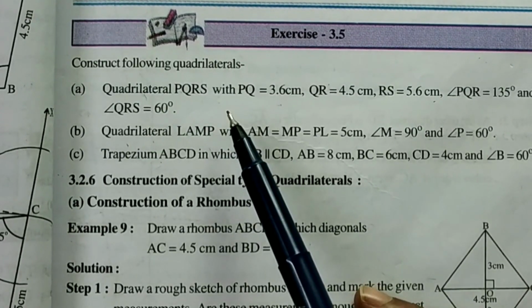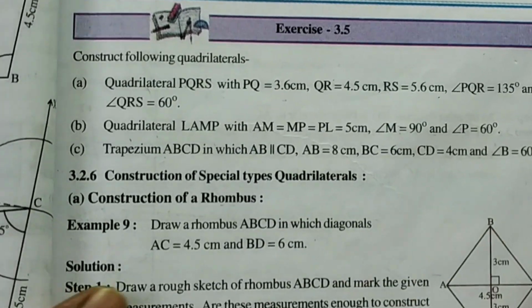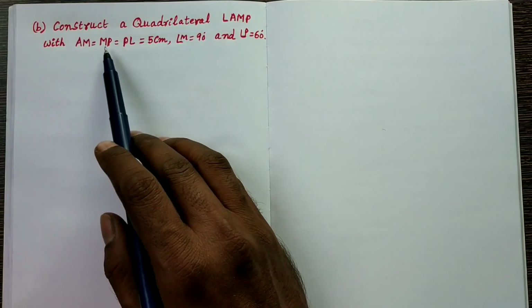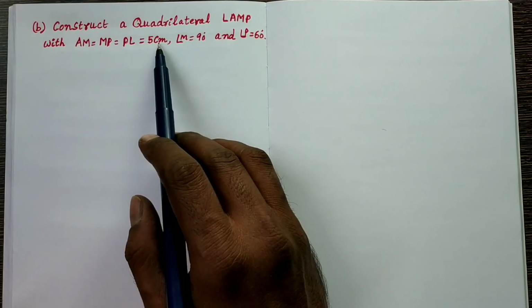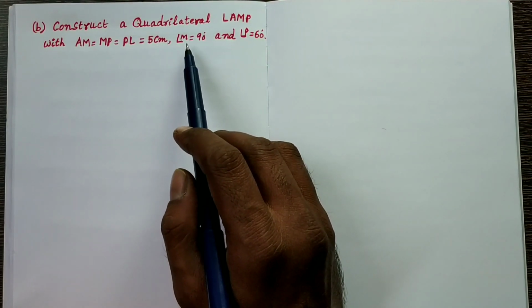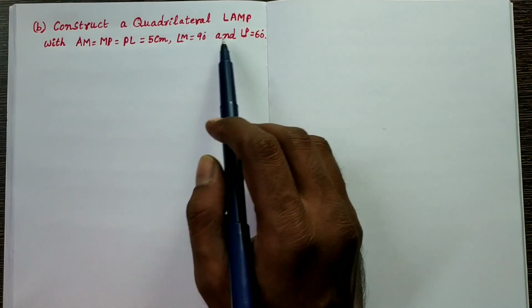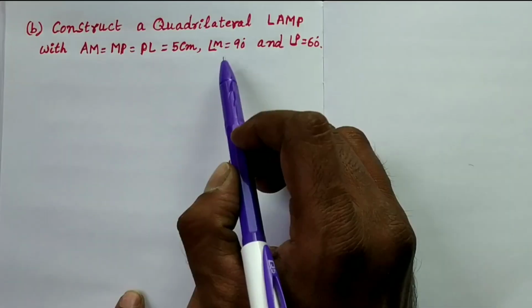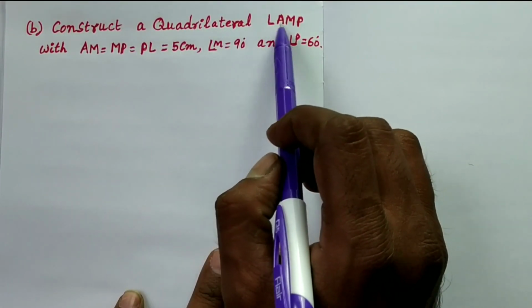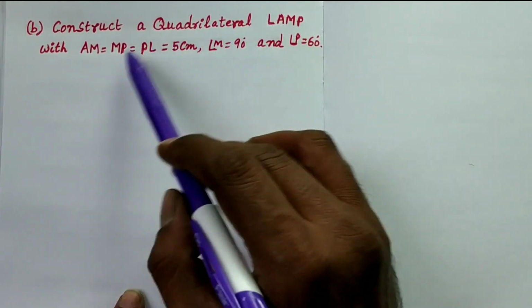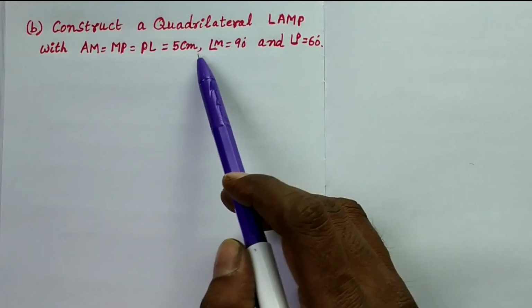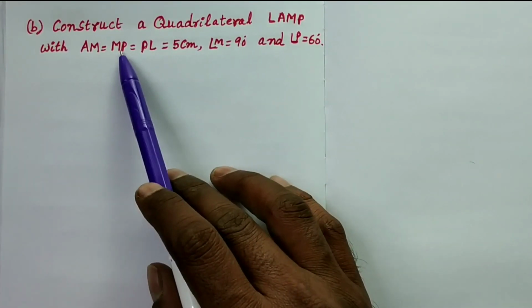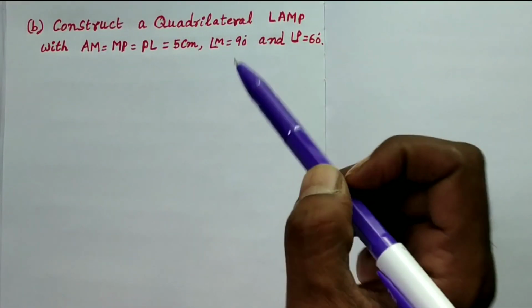Hi, this is Madhubabu. The construction is: construct a quadrilateral LAMP with AM = MP = PL = 5 centimeters, angle M = 90 degrees and angle P = 60 degrees. We have to draw a rough diagram. Here LA is not given, so take AM as a base. Why? In AM, angle M is already given, that's why you can take AM as a base.